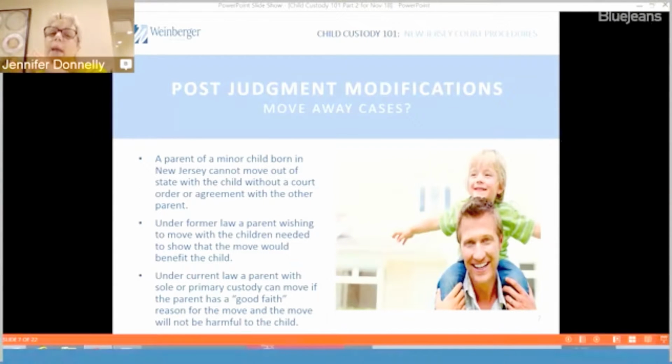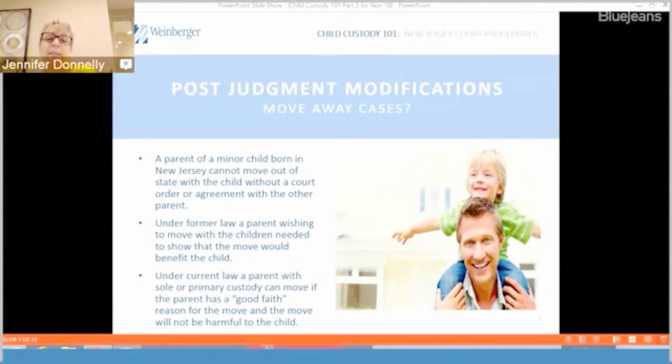What about move away cases? We also know these as relocation cases. So the parent of a minor child who's born right here in the Garden State can't leave the state with the child without the permission of the court or permission of the child's other parent. So under old law, a parent wishing to move with the children needed to show that the move would benefit the child. But that law's really been supplanted. It's not the law of New Jersey anymore.